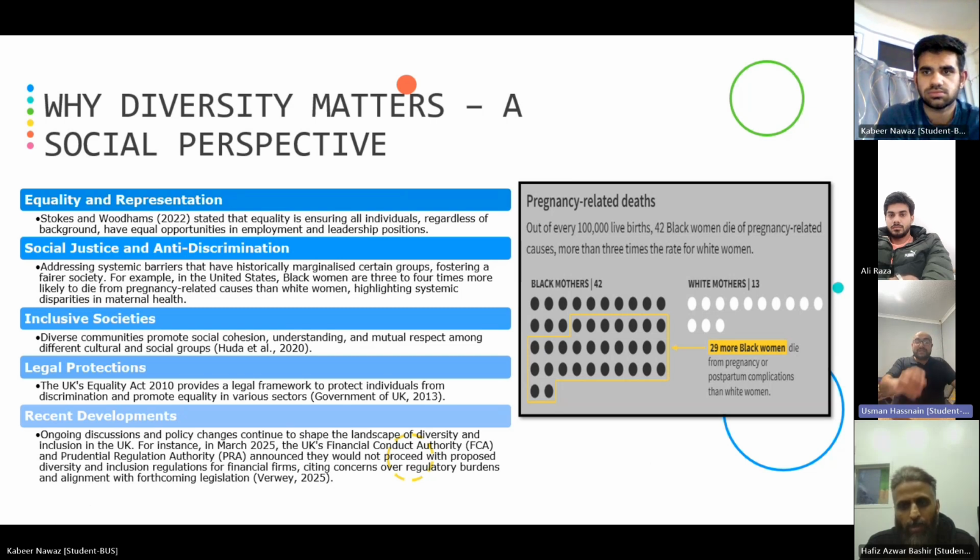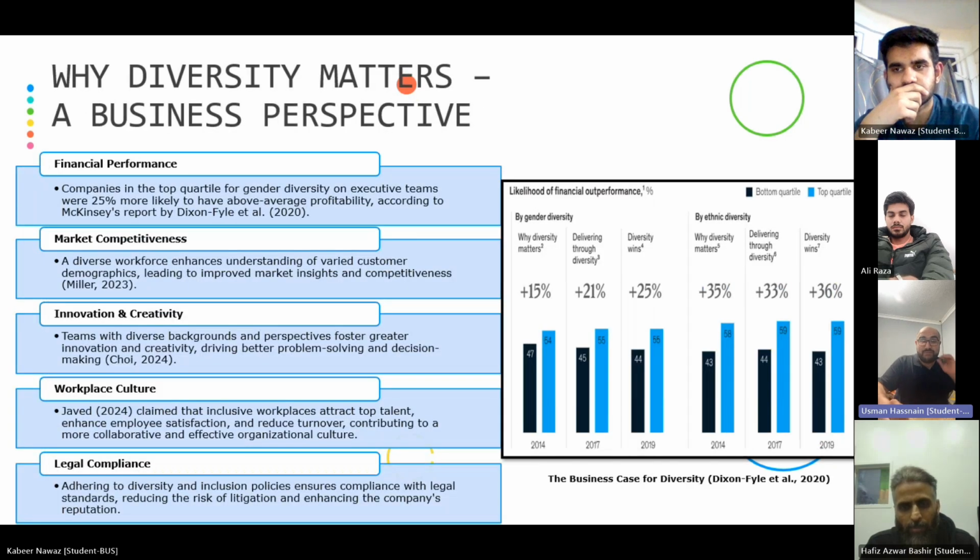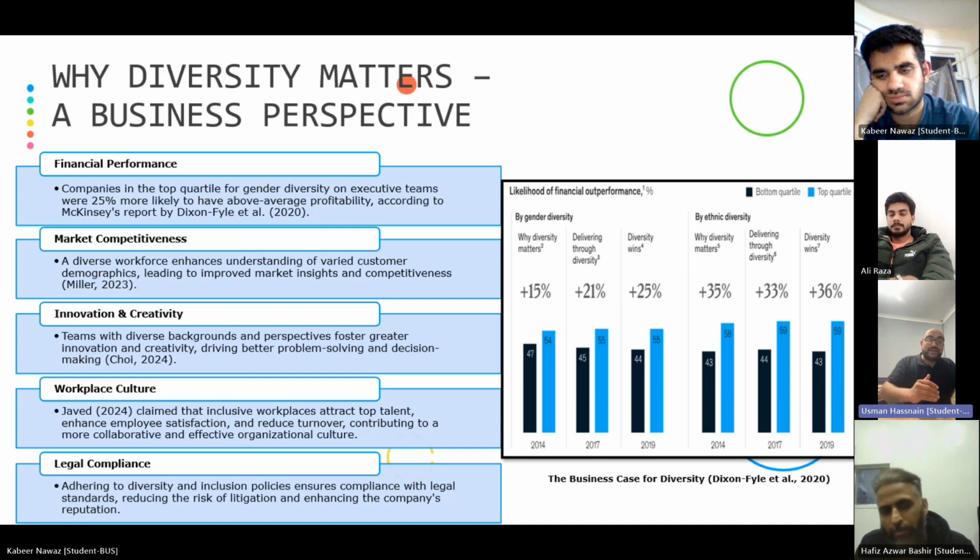Now, if you look at the next slide, the business perspective regarding why diversity matters, the slide outlines how diversity positively impacts organizations from a business standpoint. First, financial performance improves when companies prioritize gender and ethnic diversity. According to the data on the right side, we can see in the table that the top quartile is more profitable than the lower quartile by 36%. That is because of diverse leadership and better financial outcomes.